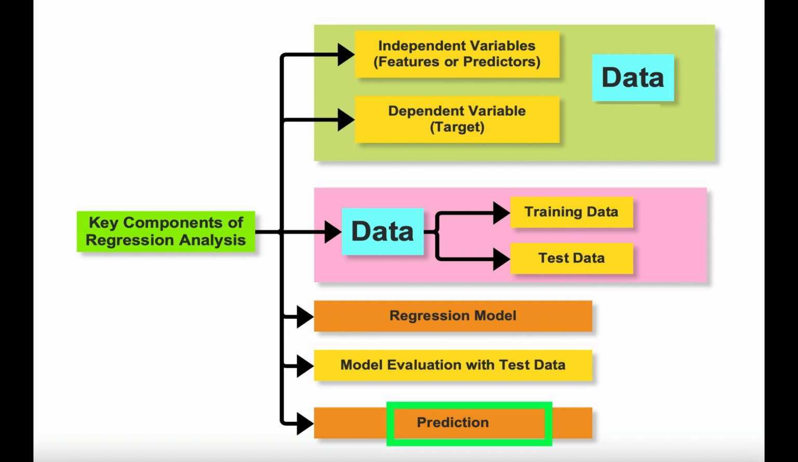Prediction. Once the model is trained, it can be used to make predictions for new or unseen data. Given the values of the independent variables, the model predicts the value of the dependent variable. Applications. Regression analysis in machine learning has a wide range of use cases across various domains, such as predicting stock prices, sales forecasting, real estate price prediction, healthcare outcome prediction, etc.